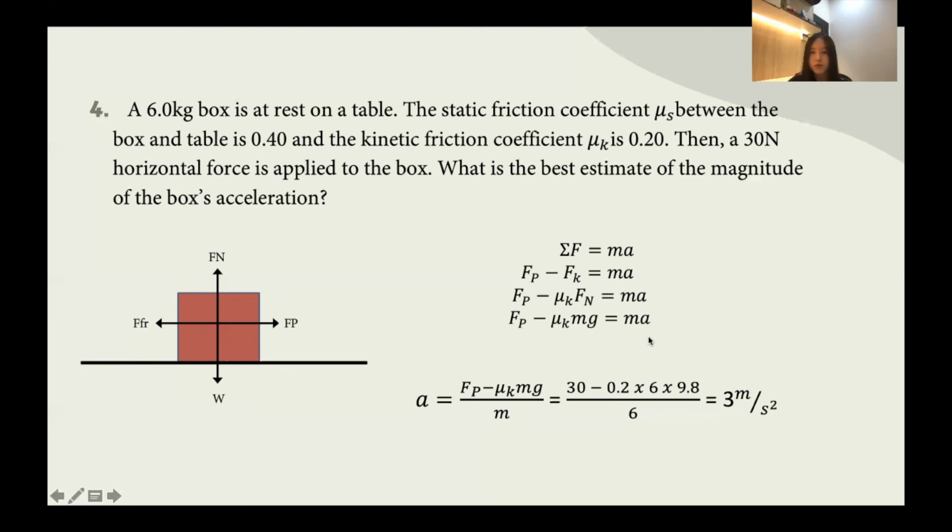From the equation that we got before, the acceleration is equal to applied force minus coefficient of kinetic friction times mass times gravity, divided by mass. We input the value of applied force, coefficient of kinetic friction, mass of the box, and gravity, which are 30 minus 0.2 times 6 times 9.8, divided by 6, which gives us 3 meters per second squared, and this is the acceleration of the box.